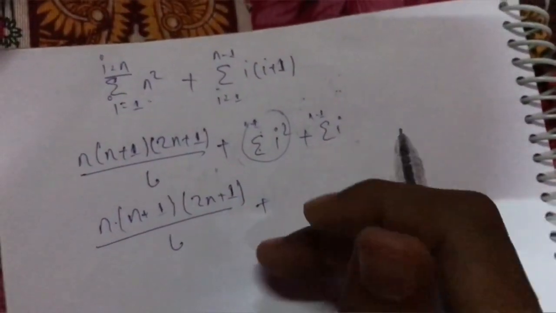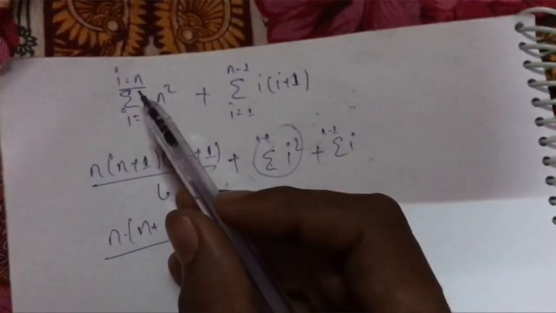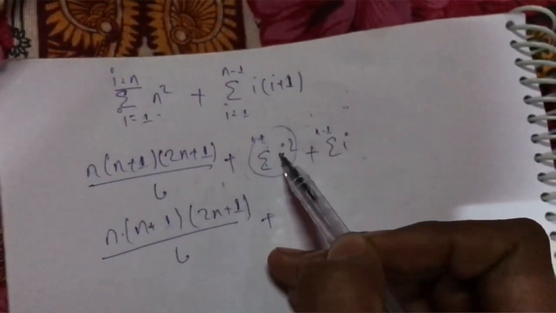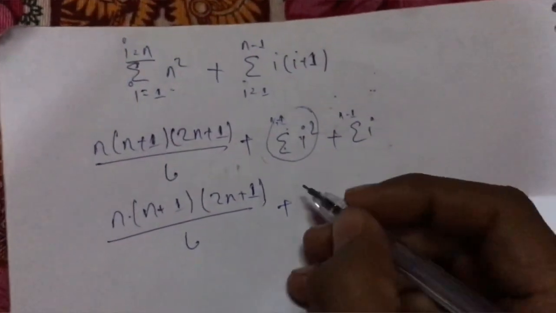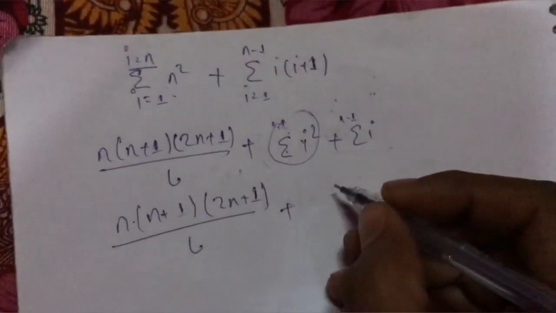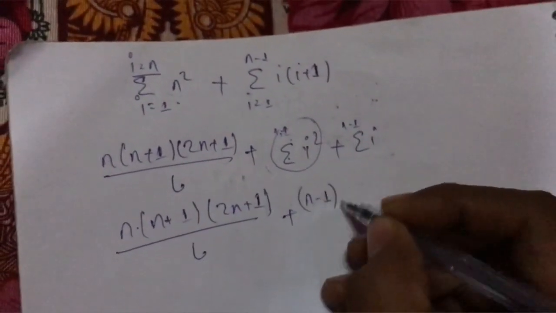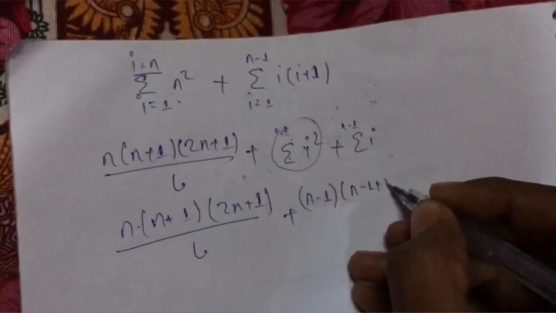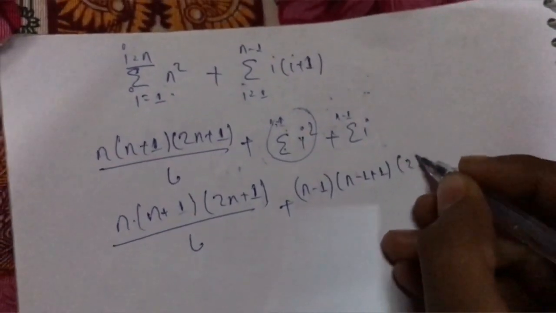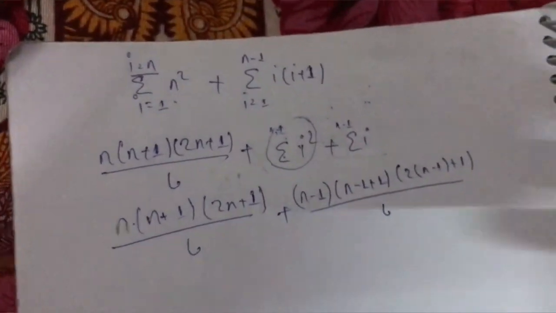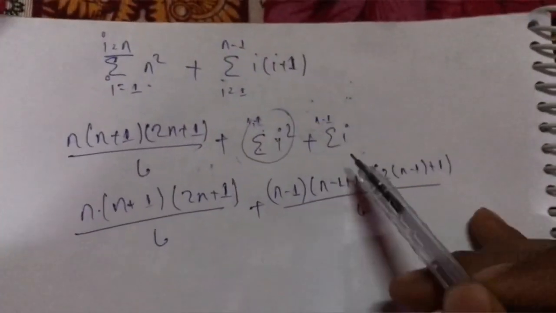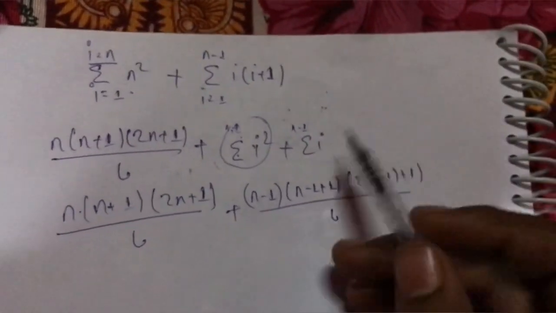But the thing is that this is going up to n, and this is going up to n minus 1. So we have to replace n with n minus 1. Every n is going to be replaced with n minus 1. So n minus 1, here n minus 1 plus 1, and here 2 into n minus 1 plus 1, and upon 6.